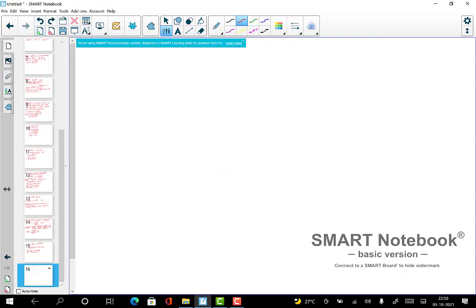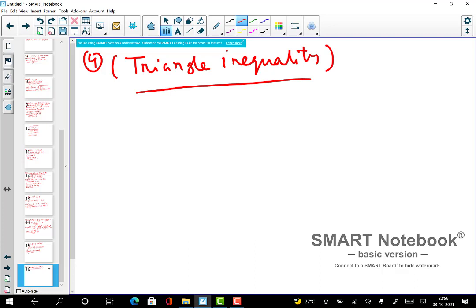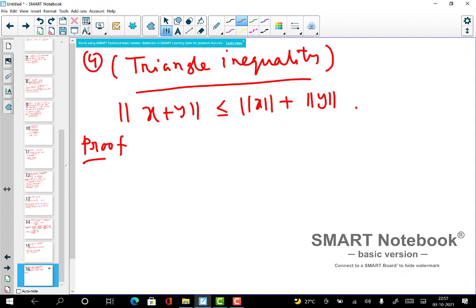Now we'll define another property, the fourth, that's important, called the triangle inequality. What it says is that whenever you take the norm of the sum of two vectors, it is bounded above by norm of x plus norm of y. And the proof is also not very difficult.